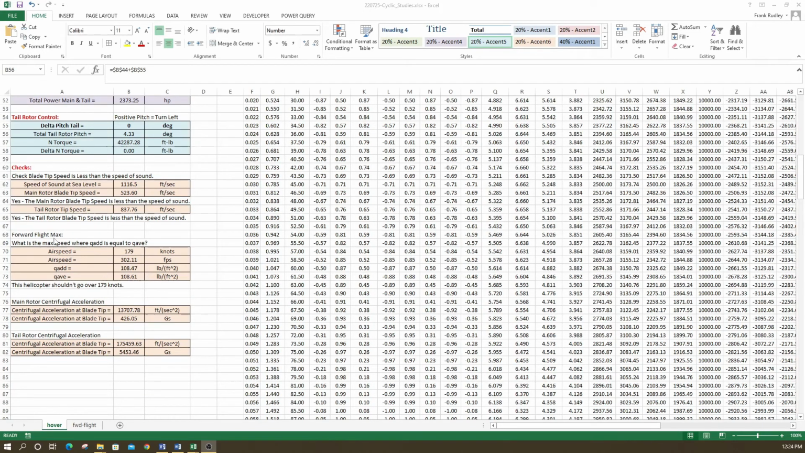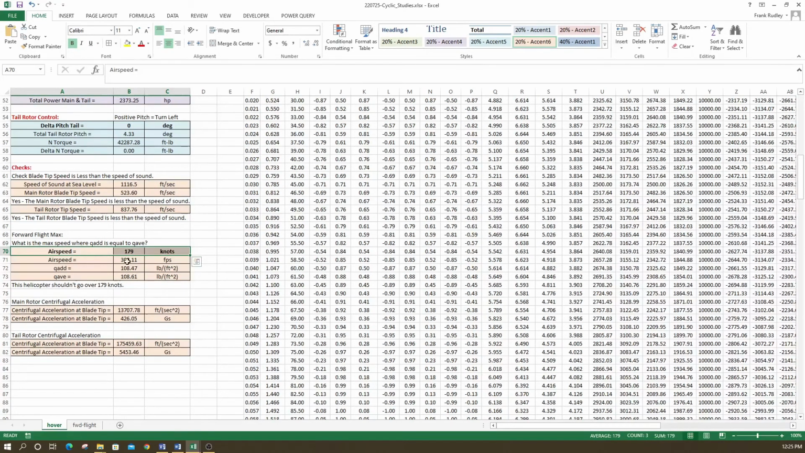So there's a maximum forward flight. So I want to look at what max speed is where Q add is equal to Q average. So that tells me that if I go beyond that speed, I'm going to have negative dynamic pressure, which will stall out the blade. So I put this in. This should actually be bold. This is my input here. So I'm going to make this bold.